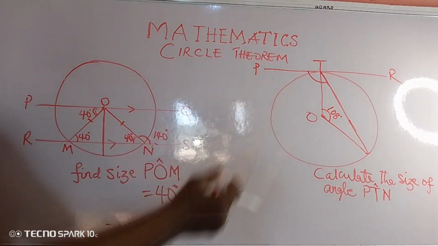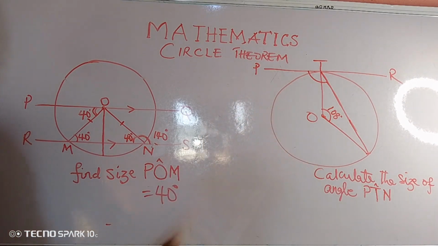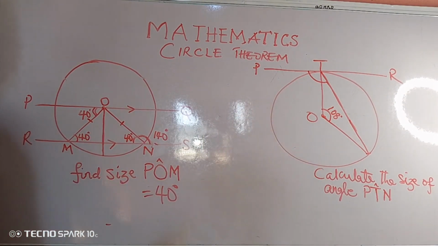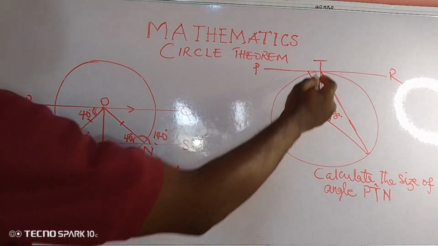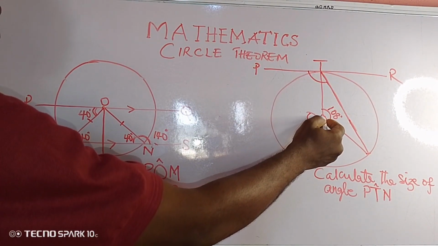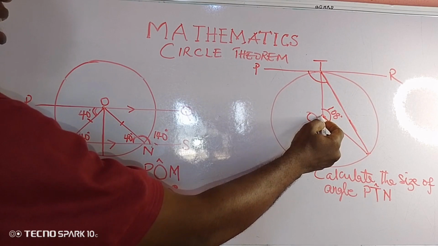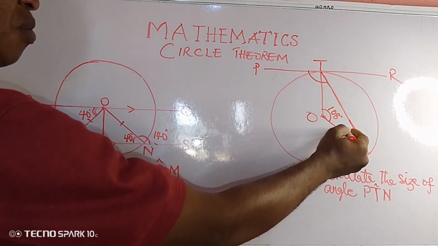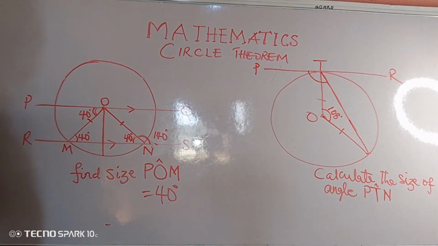Now let's look at the other question too. Like I said, they are all extracted from the West African Senior School Certificate Examination. How do you solve this problem? Look at this now. This is a line drawn from the center to this point, and another line drawn from the center to the circumference, which makes this triangle an isosceles triangle.